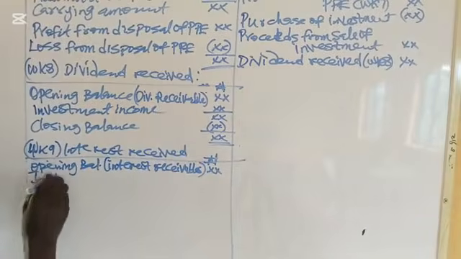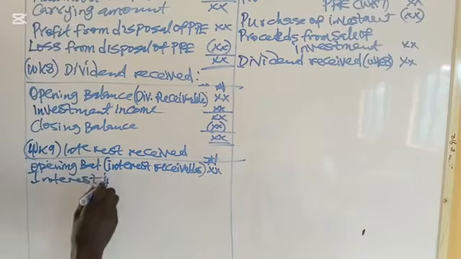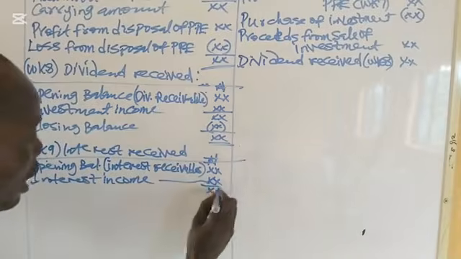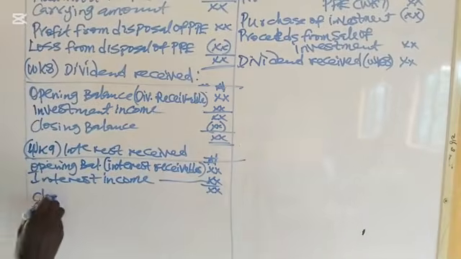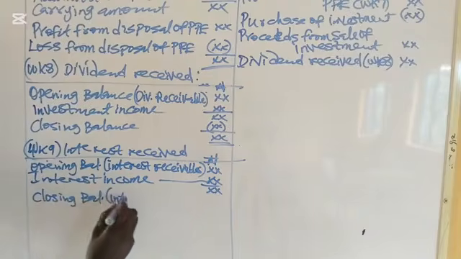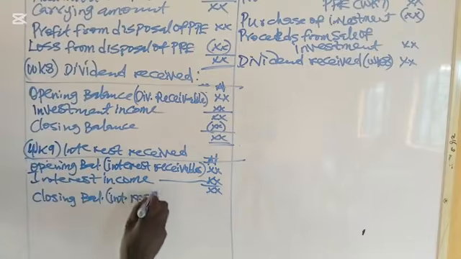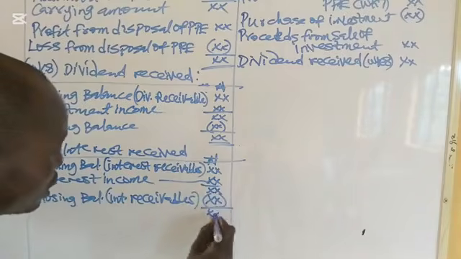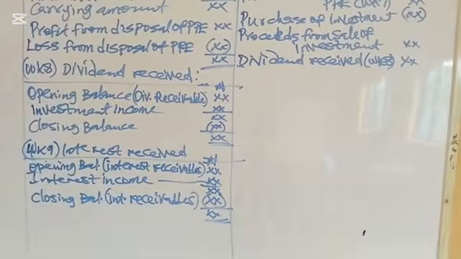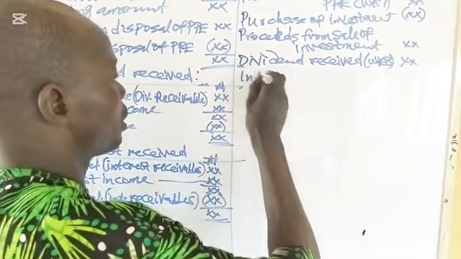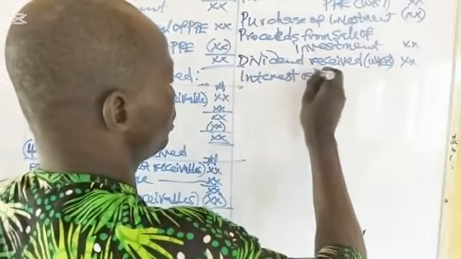Interest income. Interest income could be found in the face of the statement of profit or loss. So when you add this, you have the closing balance. Closing balance. That is interest receivables. So after subtracting that, you will get the amount received as interest in the period. Interest received.